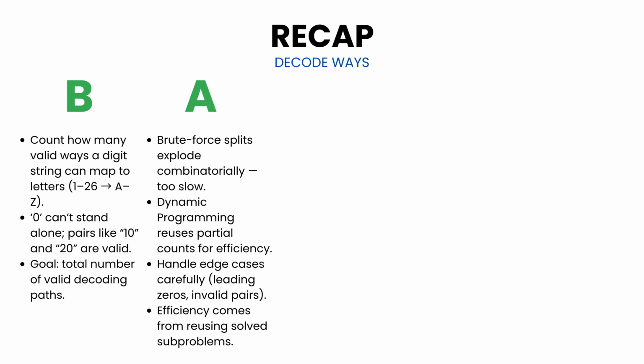Assess recap. We compared the brute force recursion with dynamic programming. Recursion explores every possible split but grows exponentially. DP, on the other hand, builds the solution step by step by remembering how many ways we can decode each prefix. That's the key to handling overlapping subproblems efficiently.